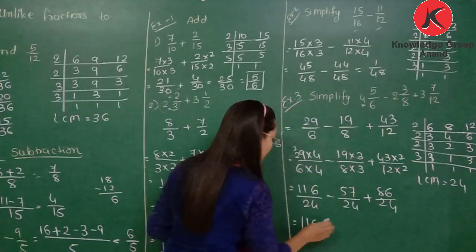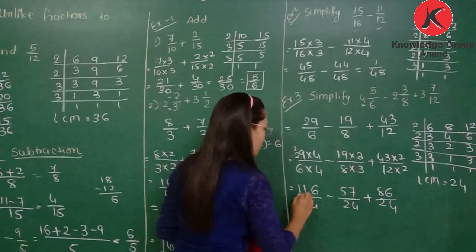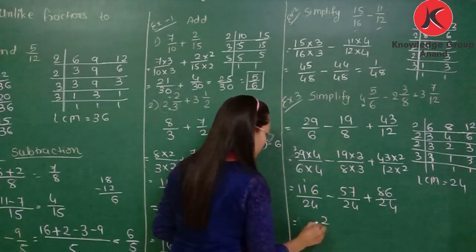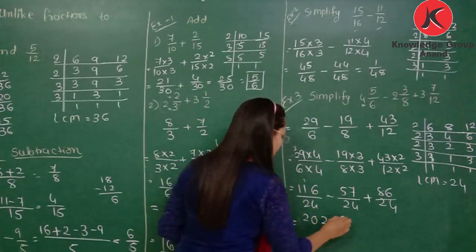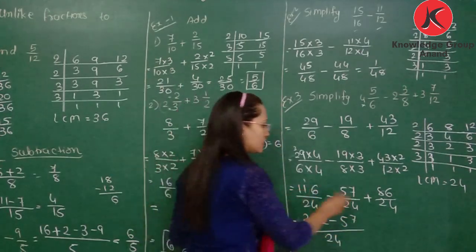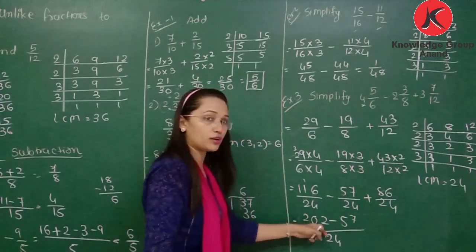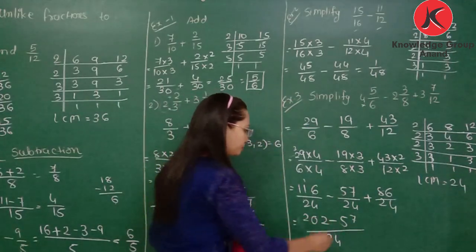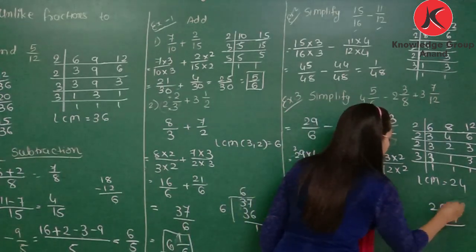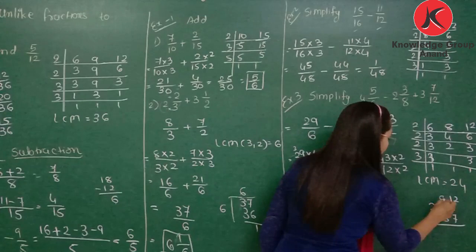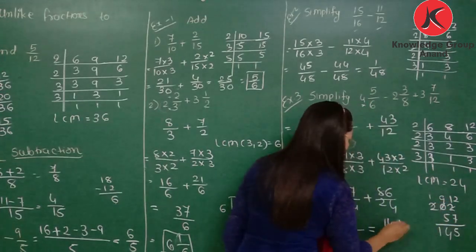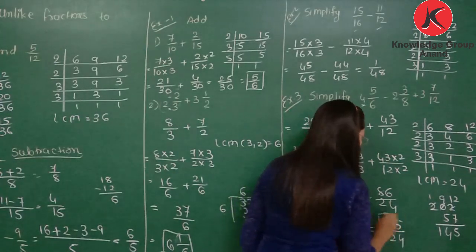Now 116 plus 86, we perform these two first, so we will get 202 minus 57 by 24. Now perform 202 minus 57, so 145 by 24. So this is our answer.